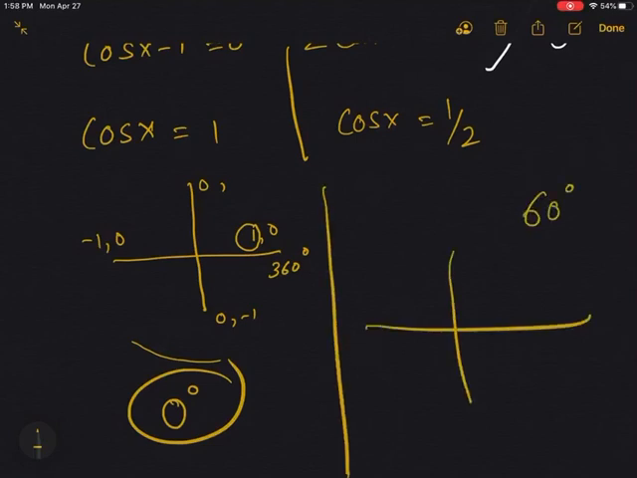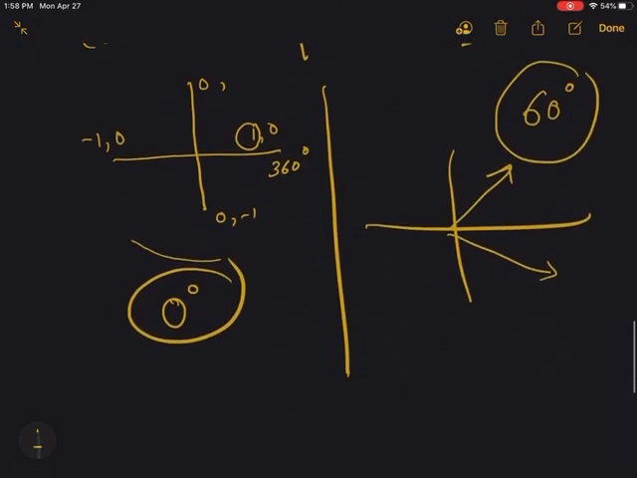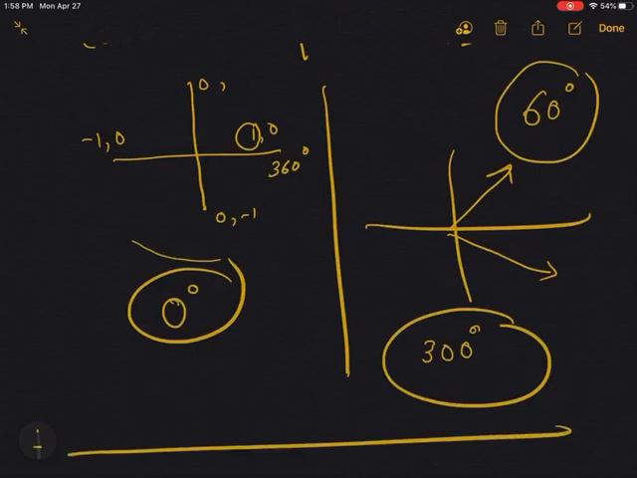Then cosine has a positive ratio, which is possible in the first and fourth quadrants. So 60 works for the first quadrant, and if it's the fourth quadrant, it's going to be 360 minus 60, which is 300. All right. So that's how we do it.